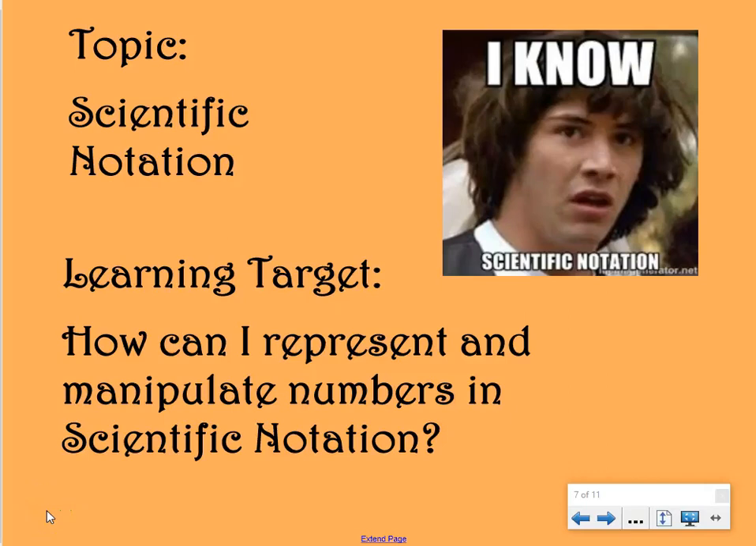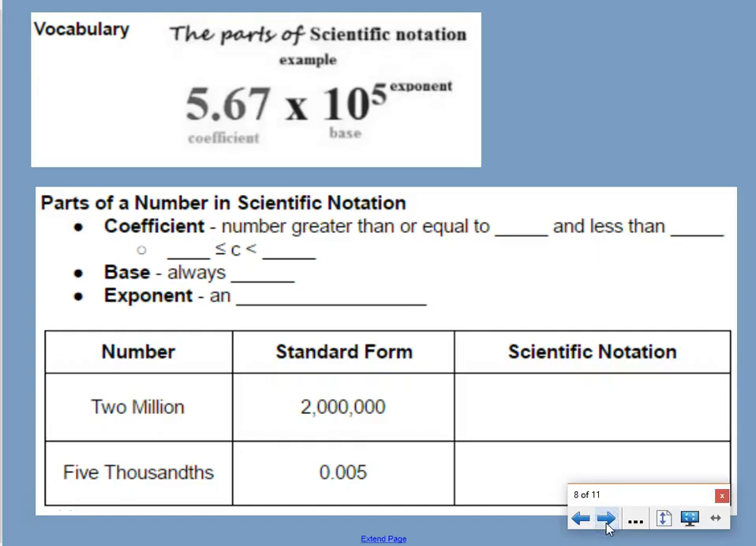Today we're going to be talking about scientific notation. So our learning target: how can I represent and manipulate numbers in scientific notation? Vocabulary, the parts of scientific notation. We covered this in your exploration, but we're also going to talk about it now. The number piece is your coefficient. That's what we call it.